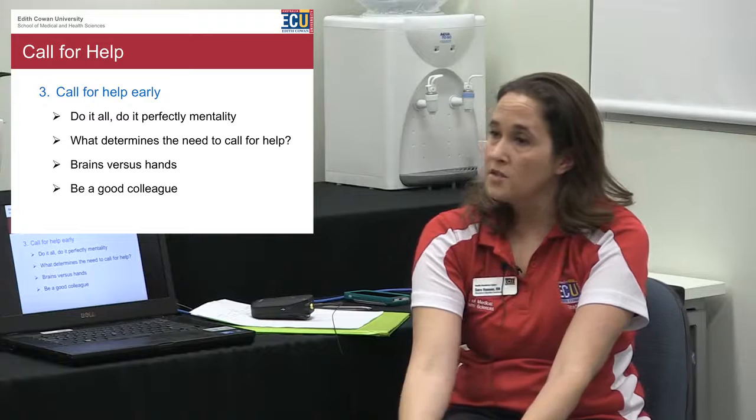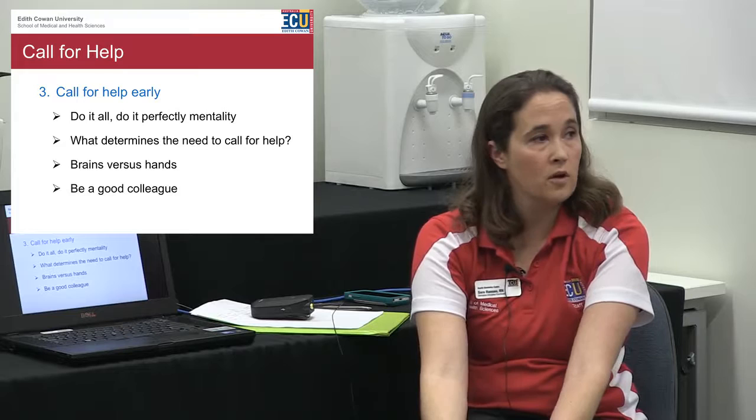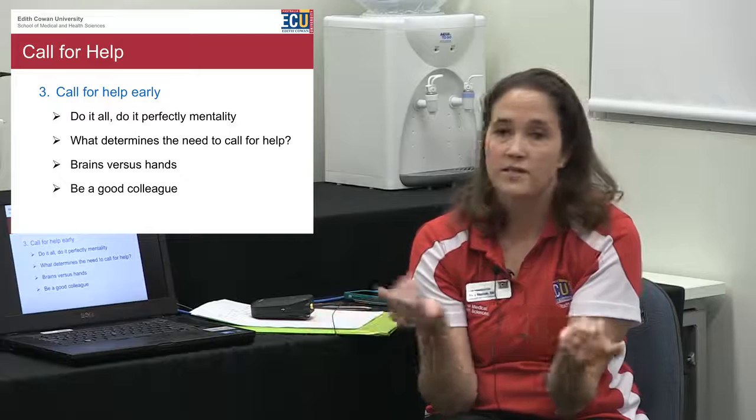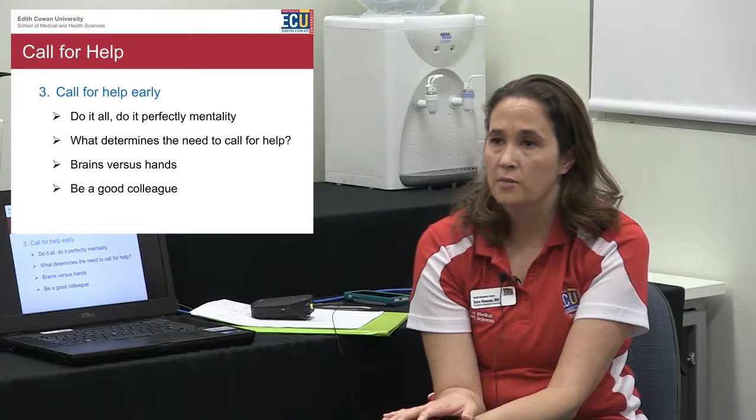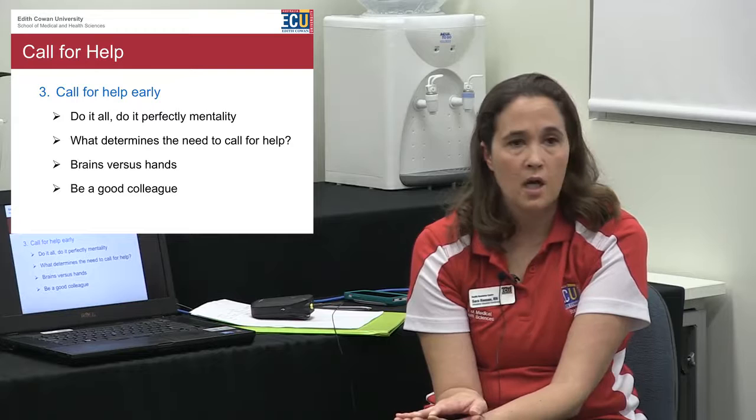But there's also another aspect. Maybe we can't do it all. So you want to think about when you're calling for help, what help do you need? There's two categories usually. We talk a lot about brains versus hands. Do you have a cognitive issue? You're just not quite sure clinically what's going on with this patient. You need to get a second opinion. You need to get some other people in the room to help you with the thought process of how am I going to treat this patient? What do I need to do for this patient?